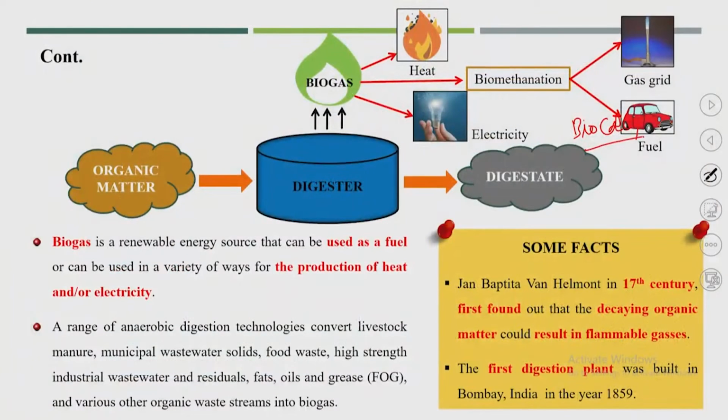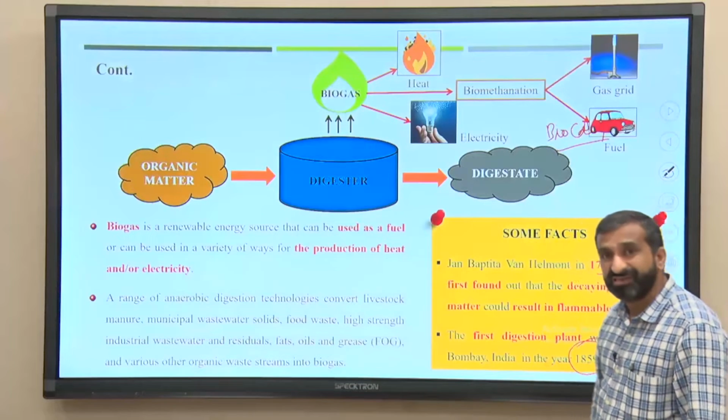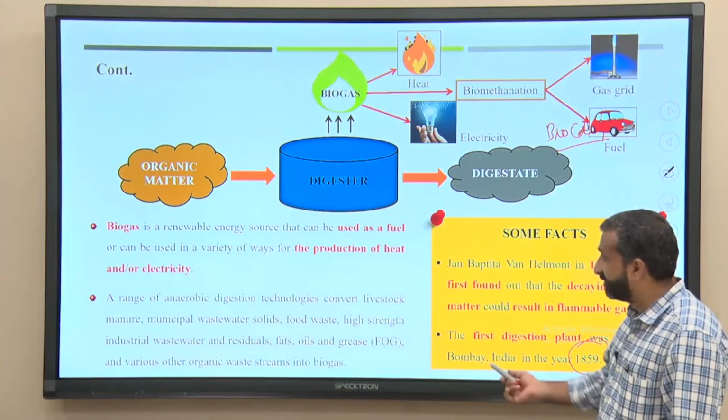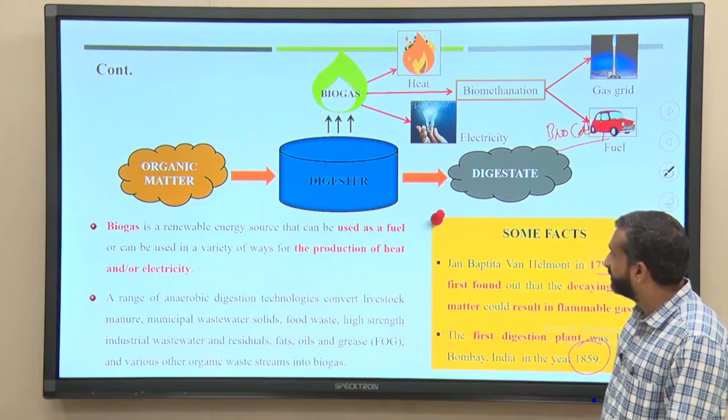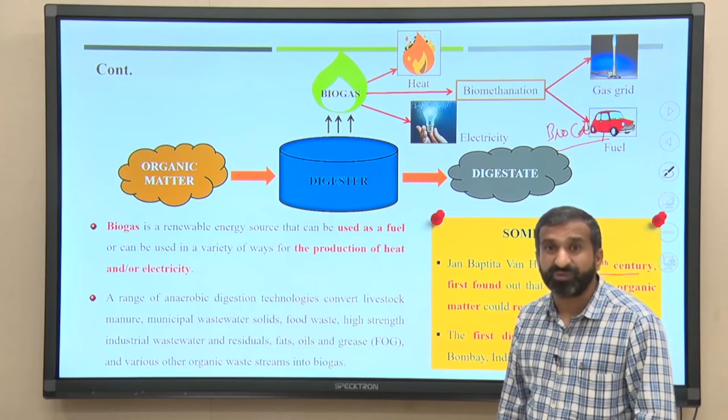Some facts: in the 17th century it was first found that the decaying of organic matter could result in flammable gases. The first anaerobic digestion plant was built in Mumbai, India in 1859. So you see, this is a very old process. We have known this anaerobic digestion process for a long time. Maybe you have also heard of the gobar gas plant.